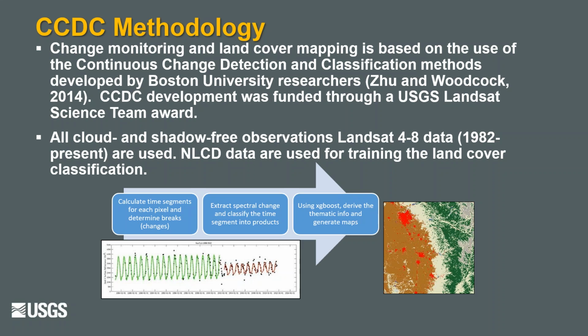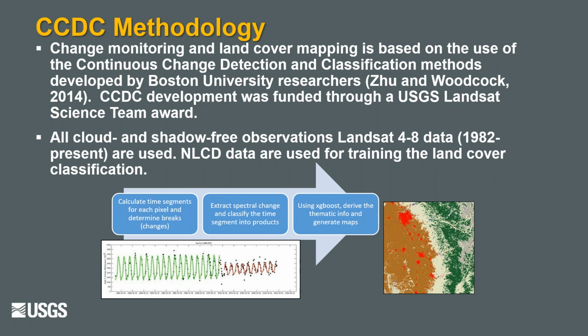Down at the bottom, I'm showing another example through time where we have two different models shown in red and green, and a break in between. We calculate these time segment models for each pixel, and then determine the breaks. That gives us information for when a change happened. And then we extract that information on change and classify the time segment into products.